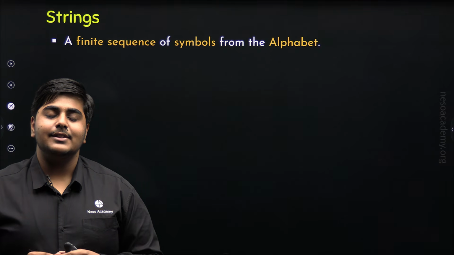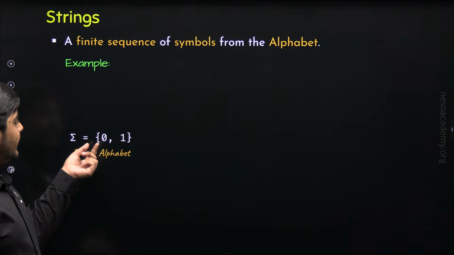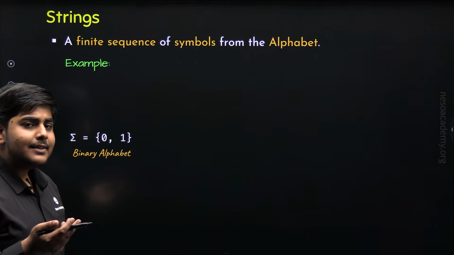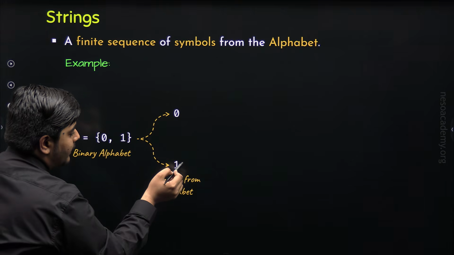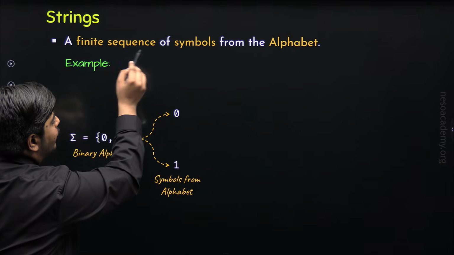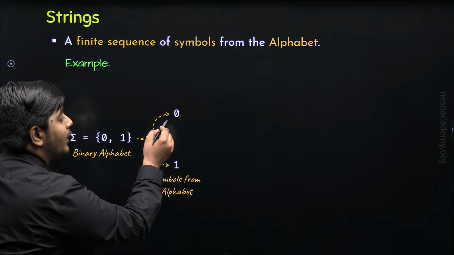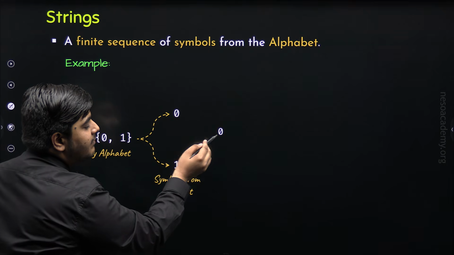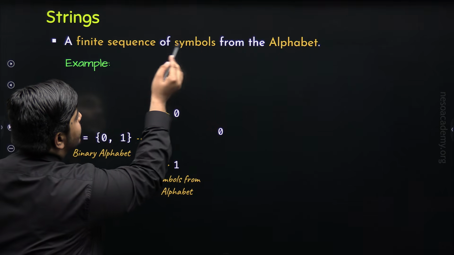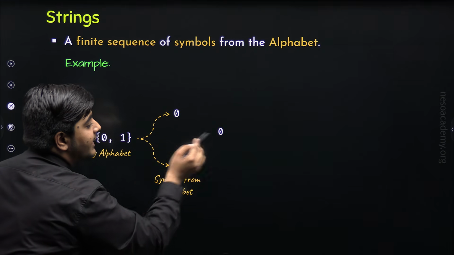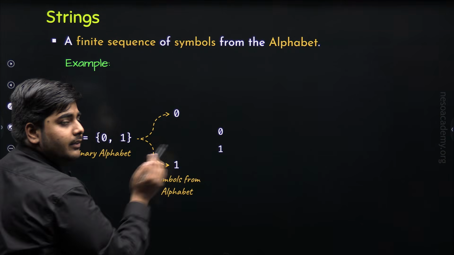Now let's understand strings with an example. So here we have the binary alphabet, that is an alphabet containing 0 and 1. So what are the symbols of this alphabet? This alphabet has two symbols, 0 and 1. Now we have to create finite sequences of the symbols from the alphabet. If I take only this single 0, is this a valid string? Yes, of course. This single 0 is also a finite sequence of symbols. That is why this is a valid string. Similarly, if I take this 1, this will also be a valid string.